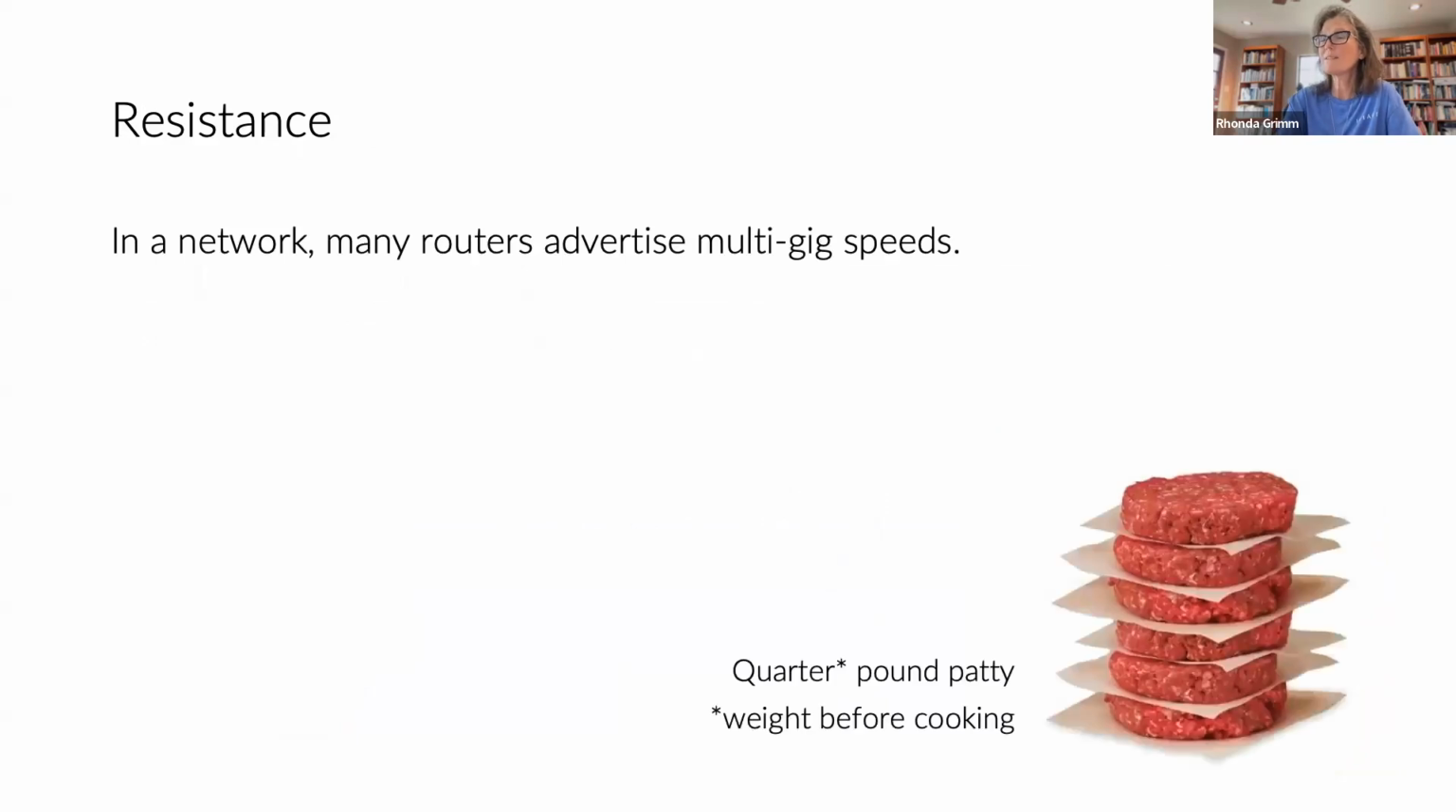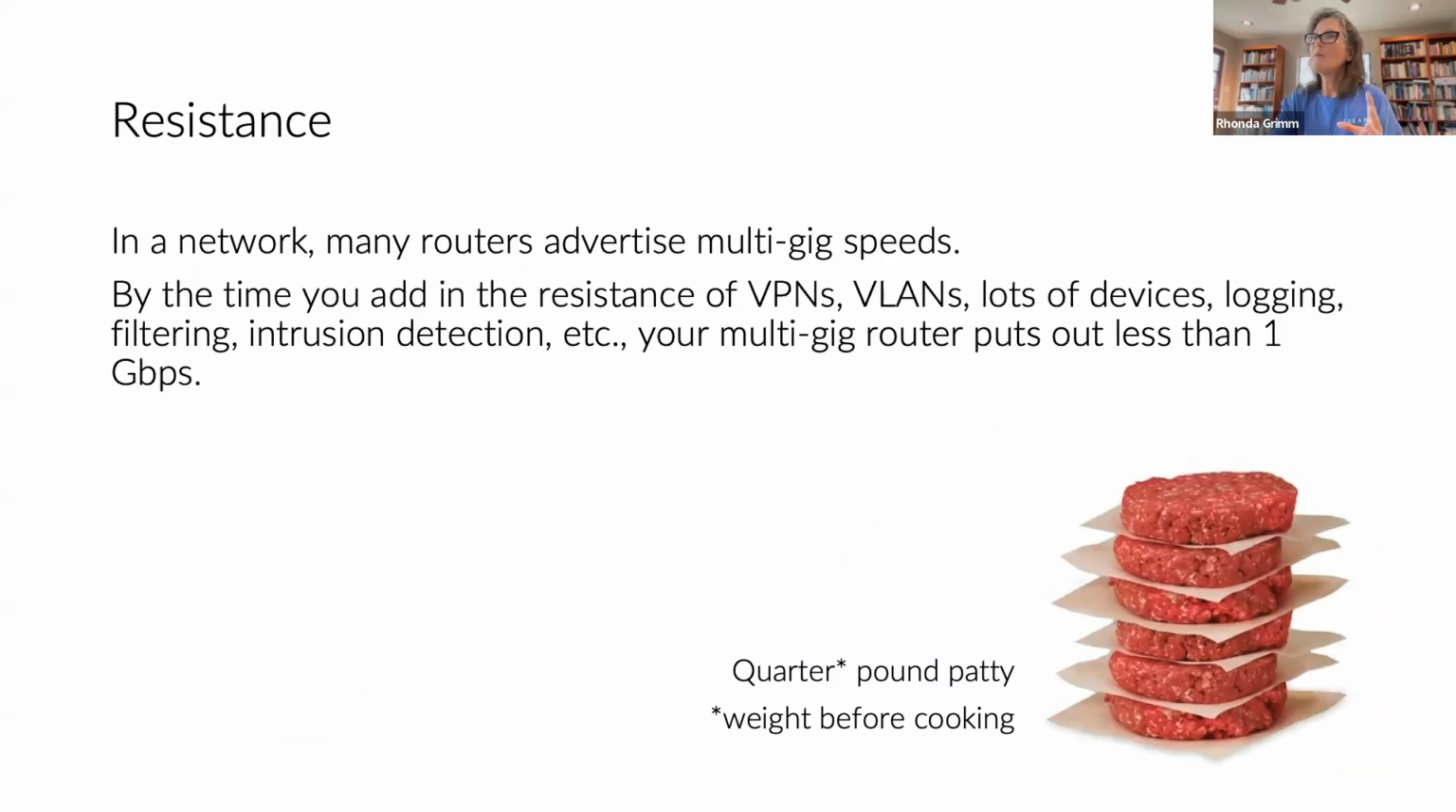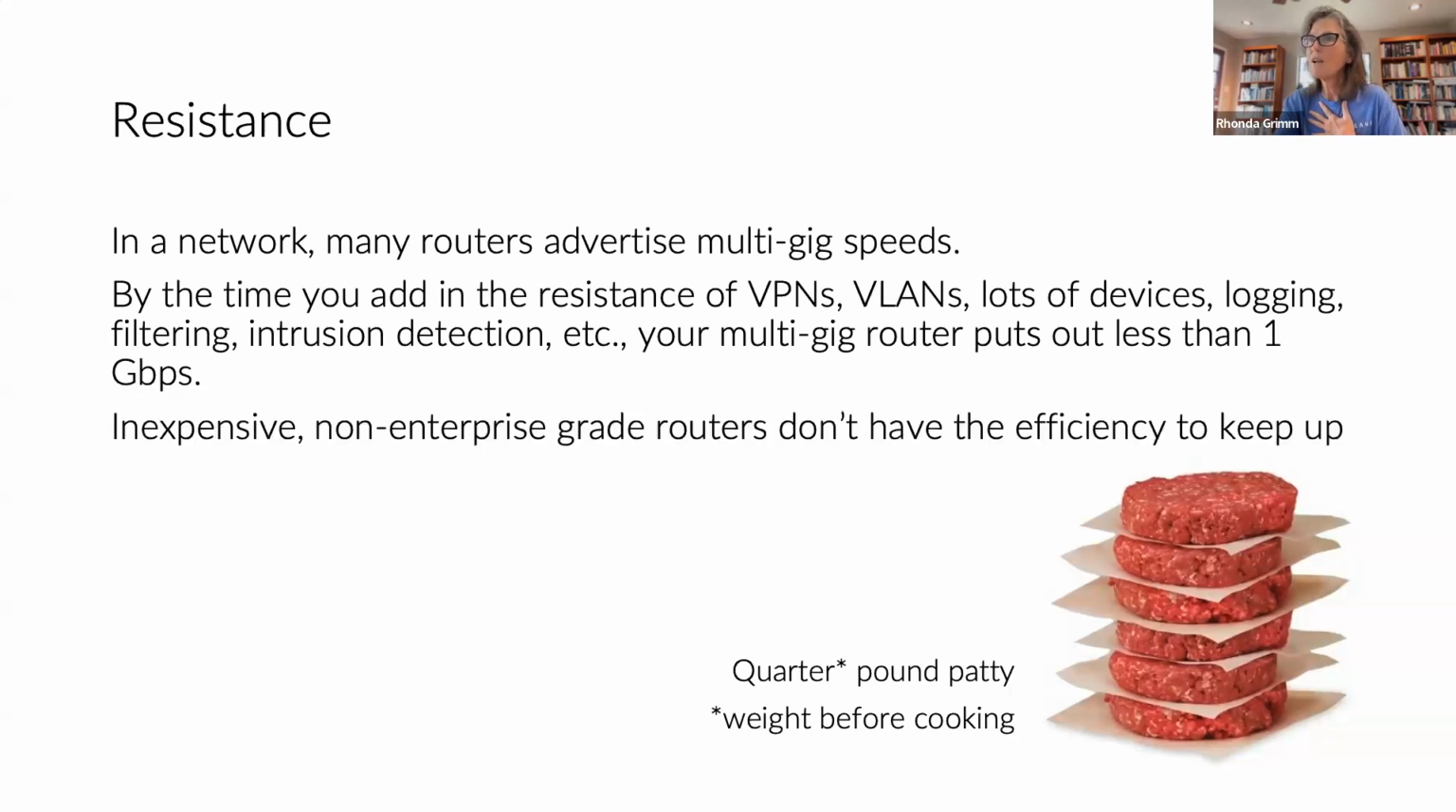In networks, lots of routers advertise these multi-gig speeds. It's kind of like the quarter pounder. It's a quarter pounder before you cook it. By the time you add in the VPNs, the VLANs, the logging, the filtering, the security, your multi-gig router can now put out less than a gigabit per second. So inexpensive, non-enterprise grade routers just don't have the efficiency to keep up.